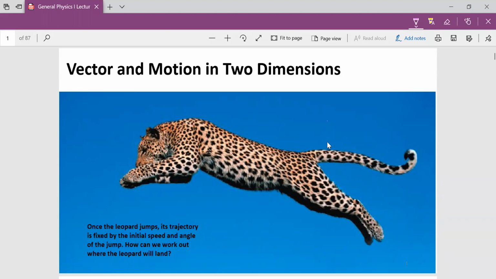Chapter two gave us an example of such motion. We mentioned the most common, which is the projectile motion. And then we have some other motion as well. So those are the things we'll be looking at in this chapter.